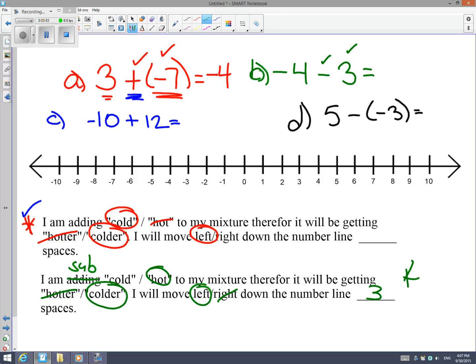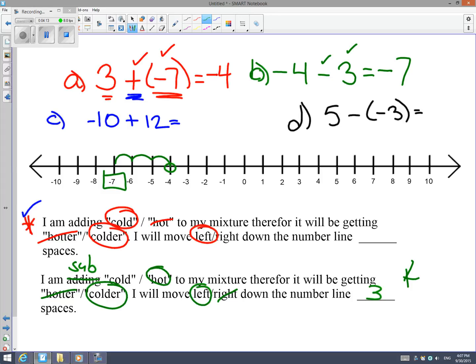So now that I know I'm moving left 3 spaces, I can go ahead and attack this question. I know I'm starting at 4, which is right here, and I'm going to be moving 3 spaces to the left because it's getting colder. And this question of 4 minus 3 is going to equal -7.